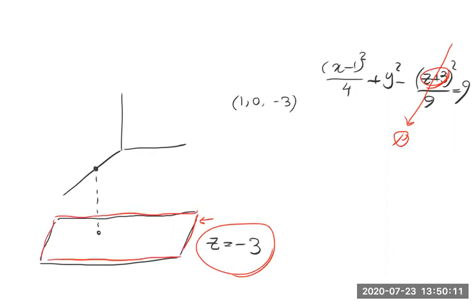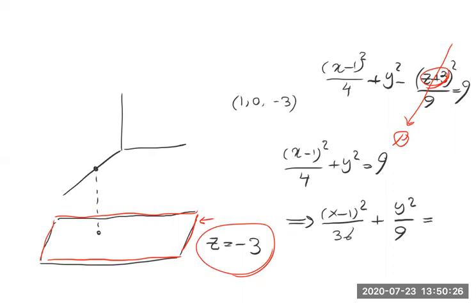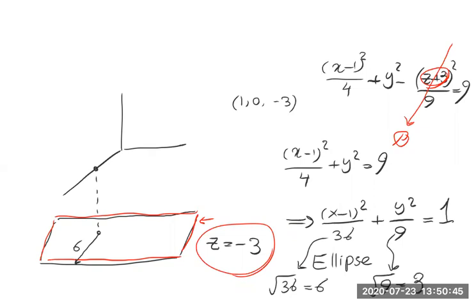Then the equation which remains is (x minus 1) squared over 4 plus y squared equals 9. If you divide everything by 9, you get (x minus 1) squared over 36 plus y squared over 9 equals 1. This is the equation of an ellipse. In the direction of x, the radius is 6, the square root of 36. In the direction of y, the radius is the square root of 9, which is 3. So in this plane, you would have something like this.